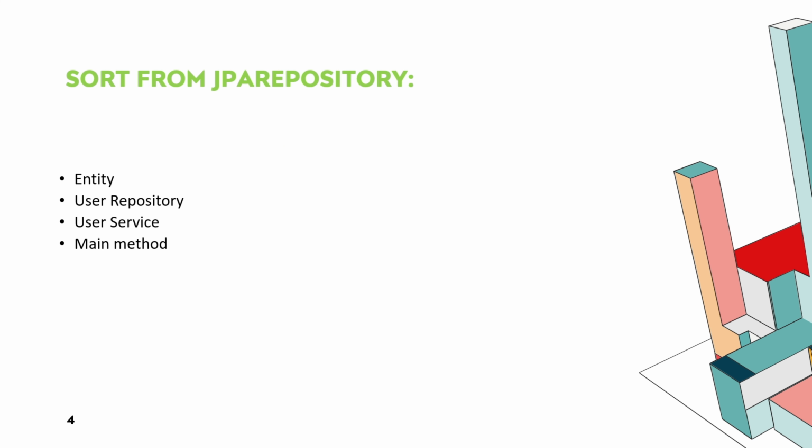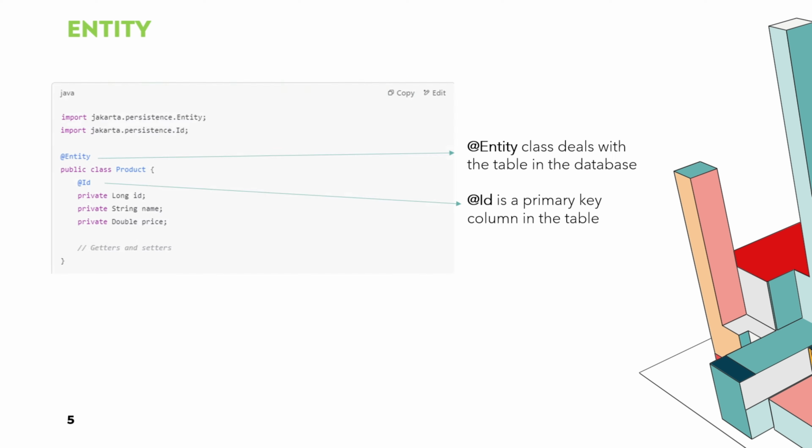So in this example, we're going to create a few classes: first the entity class, repository class, service class, and the main method. If you look at the entity, I'm just creating a Product entity. It deals with the product table, and the database product table has a bunch of products. I'm going to sort them.